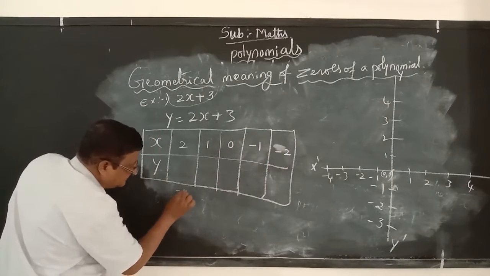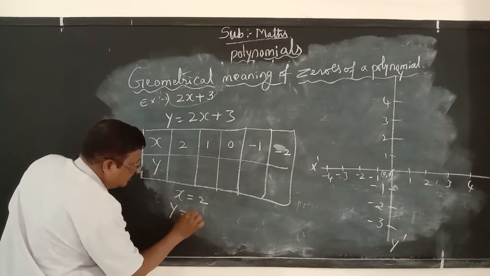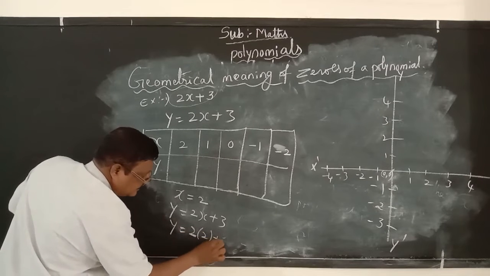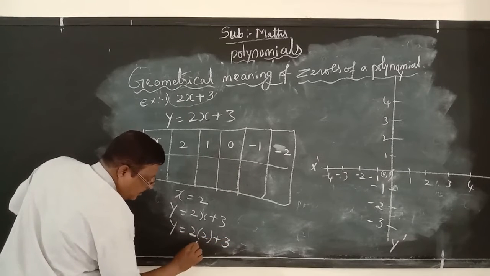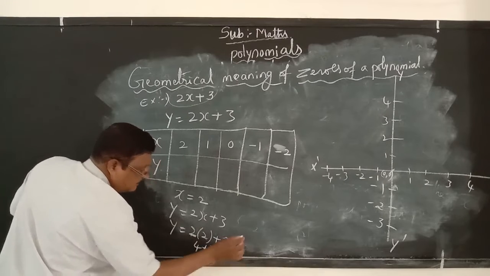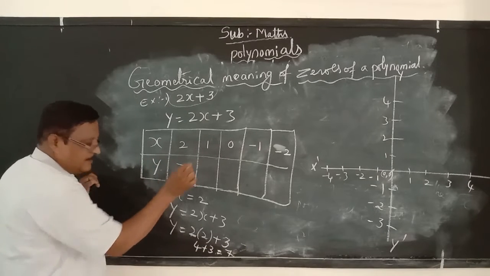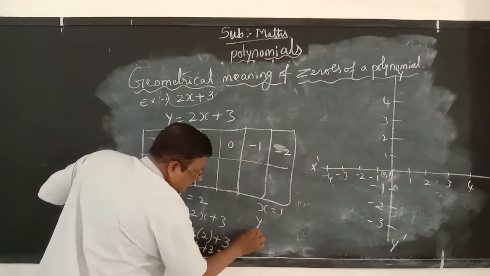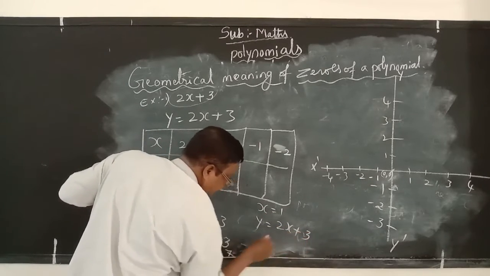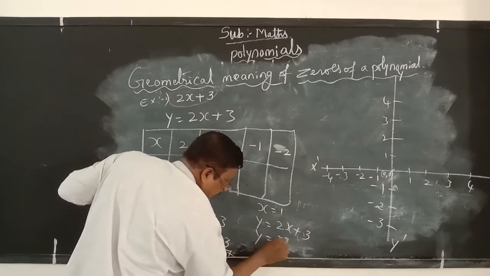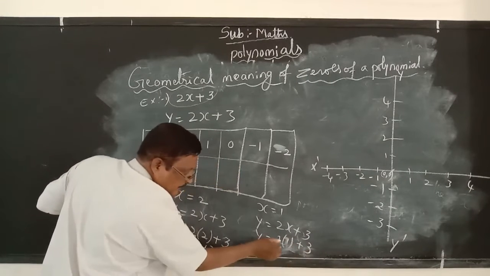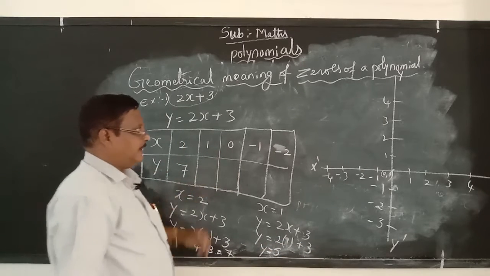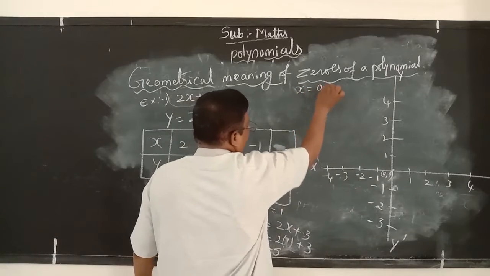Here x is equal to 2, then y is equal to 2x plus 3, y is equal to 2 into 2 plus 3, is equal to 2 twos are 4, plus 3 is equal to 7. Here this is 7. Next, when x is equal to 1, y is equal to 2x plus 3, y is equal to 2 into 1 plus 3, 2 ones are 2, plus 3 is nothing but 5, y is equal to 5. Next, x is equal to 0.